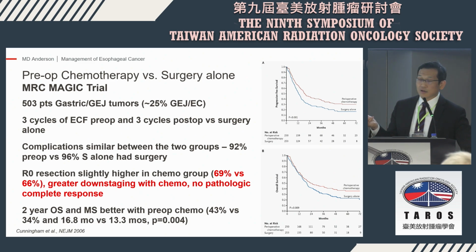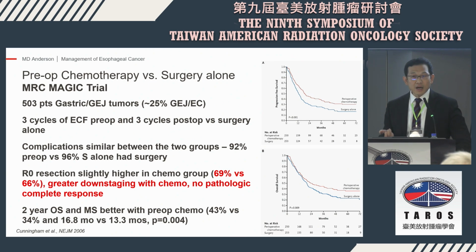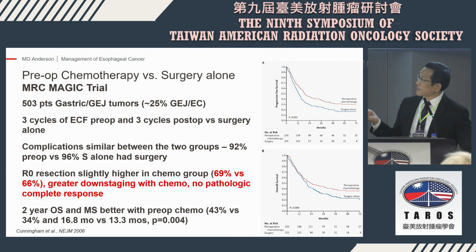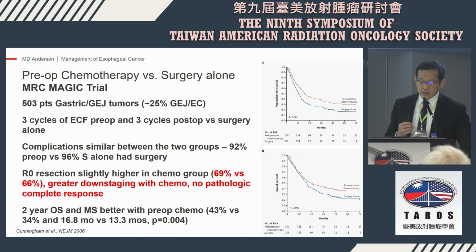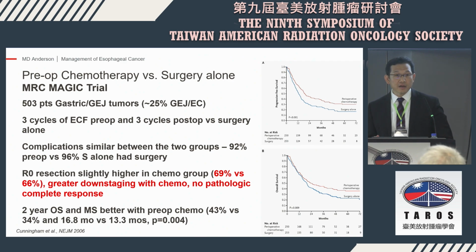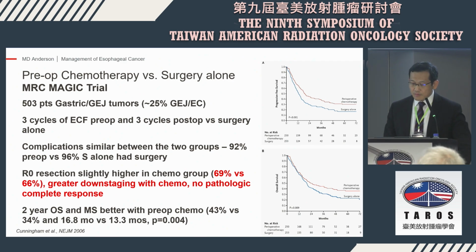So they did 3 cycles pre and 3 cycles post-surgery versus surgery alone, again showing a benefit of perioperative chemotherapy compared to surgery alone. And that's the reason why, because of the MRC study, OE2, as well as the MAGIC trial, preoperative chemotherapy was their standard of care versus chemoradiation.